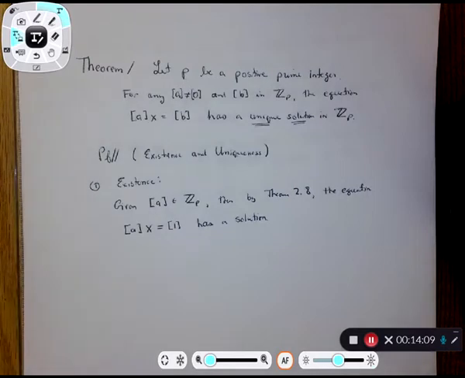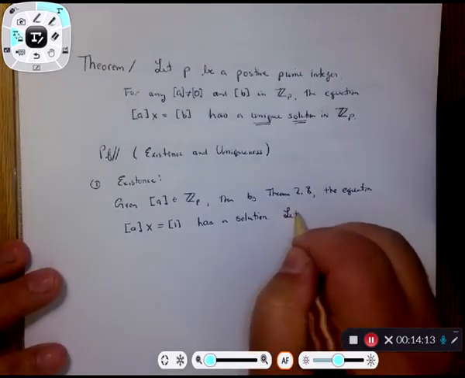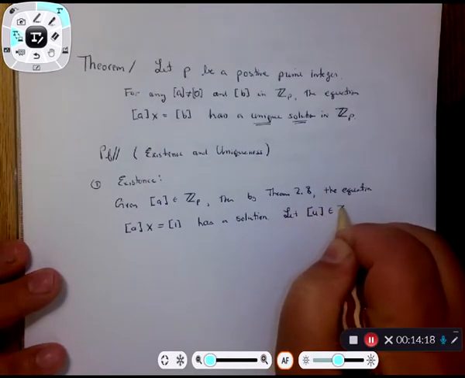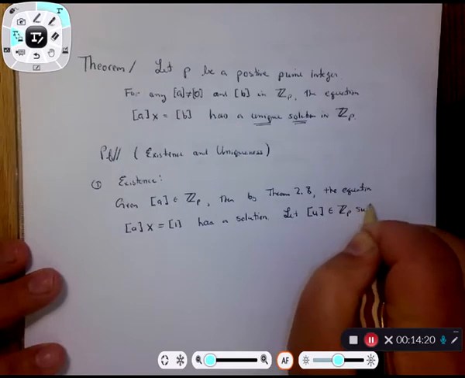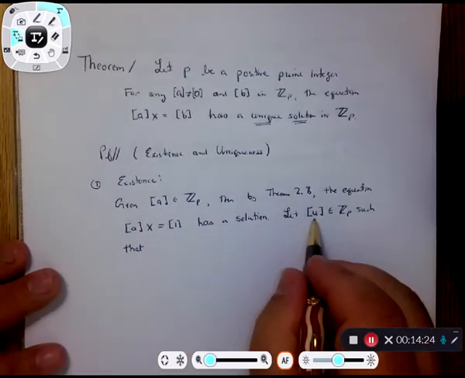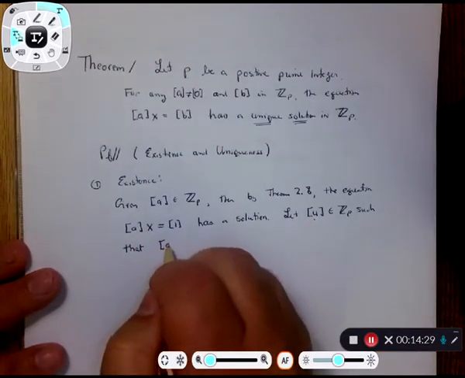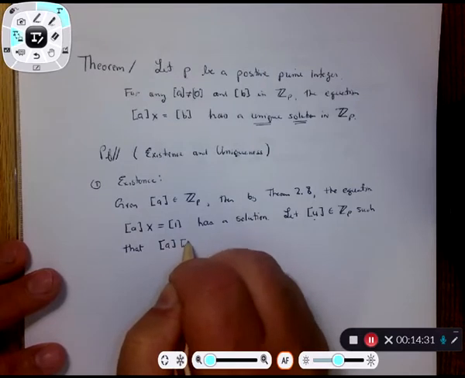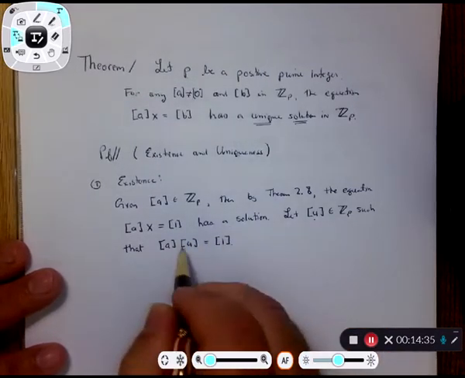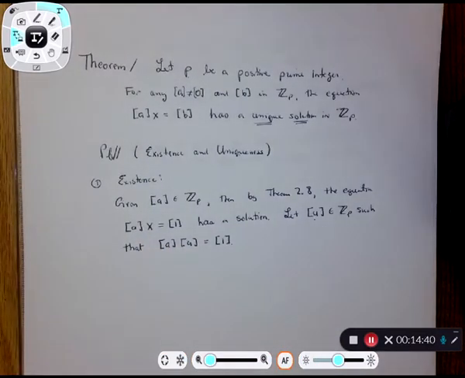Now, since it has a solution, let's declare who he's going to be. So I'm going to let equivalence class U be an element of ZP such that this U is the solution of AX equals 1, such that equivalence class A times equivalence class U is actually equal to equivalence class 1. It's the solution, X equals U. Okay?